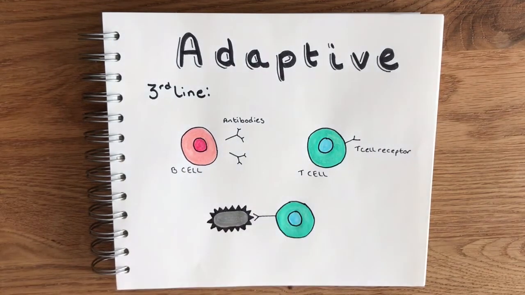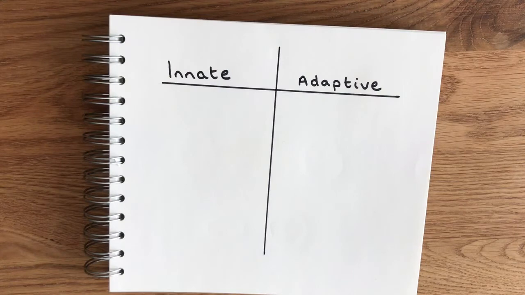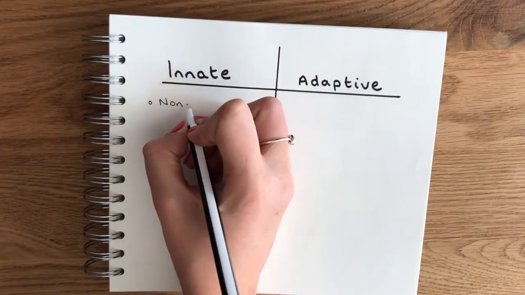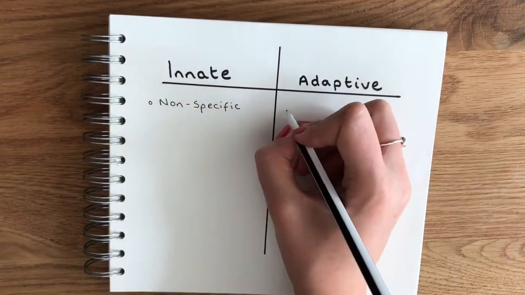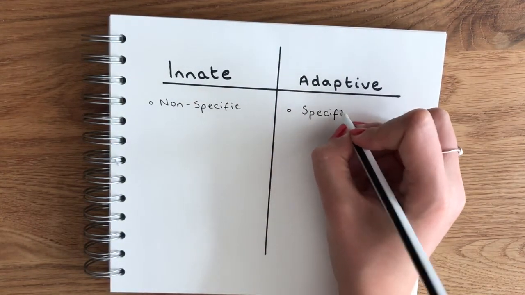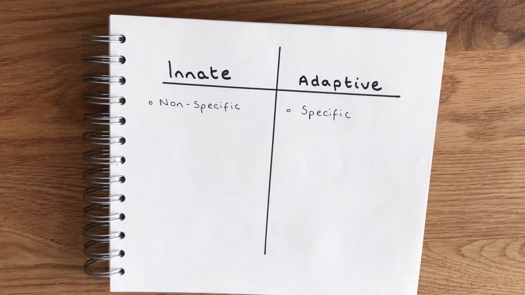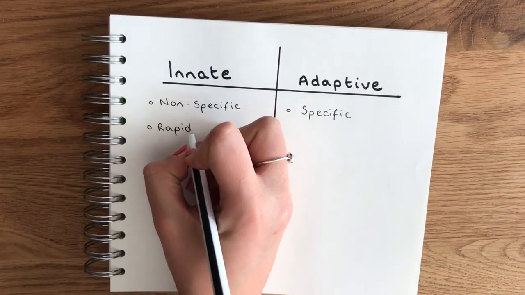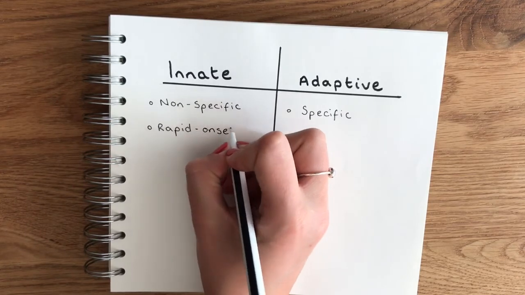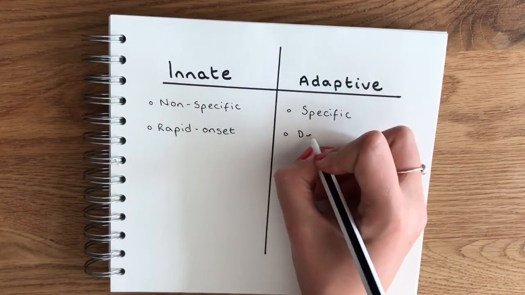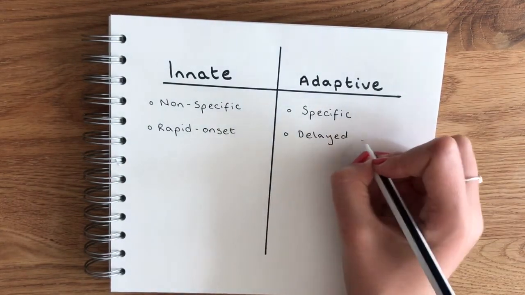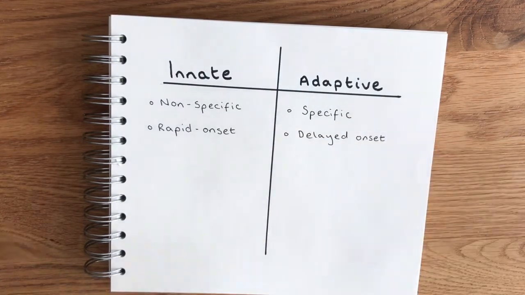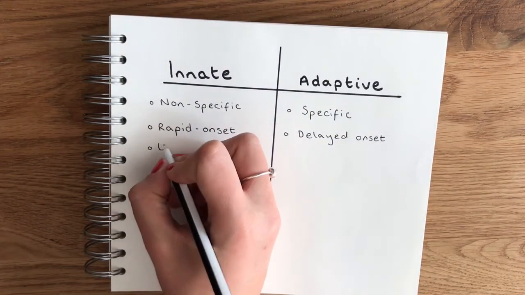So to summarise, the key differences between the two arms of the immune system are that the innate immune system is a non-specific immune response, whereas the adaptive immune system is a highly specific process. The innate immune system is a rapid response, which is triggered as soon as a pathogen enters our body, whereas the adaptive immune system has a delayed onset, so it has to wait to pick up information about what the pathogen is before it's actually triggered.